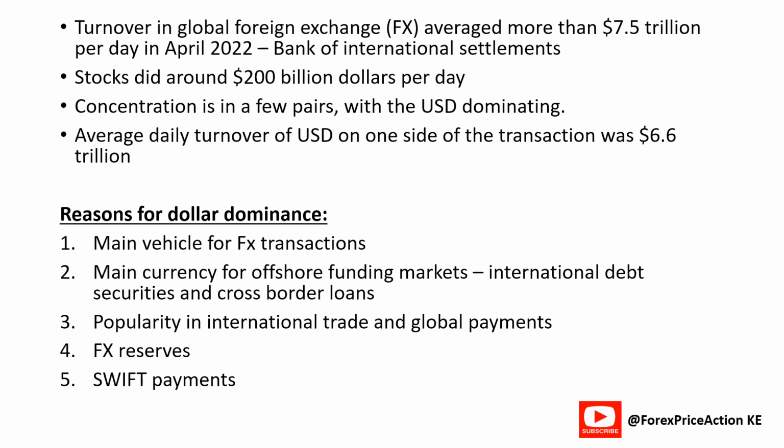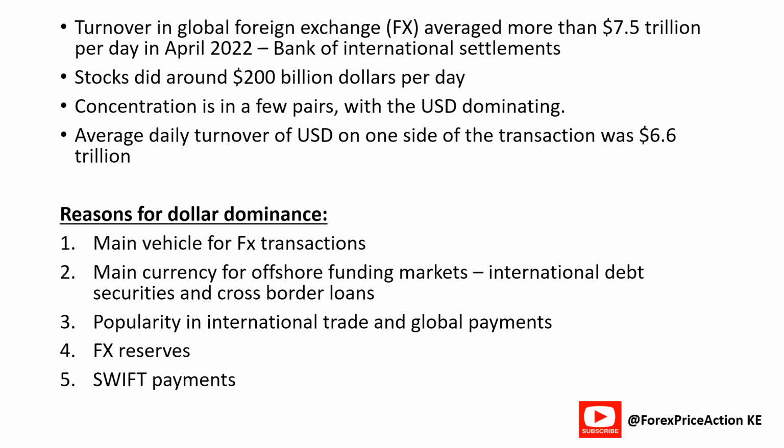But this volume is concentrated in a few pairs, with the USD the dominant one, given it's the global reserve currency, basically our safe haven. If you look at the average daily turnover of USD in 2022, according to the Bank for International Settlements, it was $6.6 trillion. The reason the dollar is dominant is, one, it's the main vehicle for FX transactions. Most FX transactions are made against the dollar, even here in Kenya. When you talk of FX price fluctuations, it's usually the shilling against the dollar. We rarely talk about shilling to euro or shilling to pound.